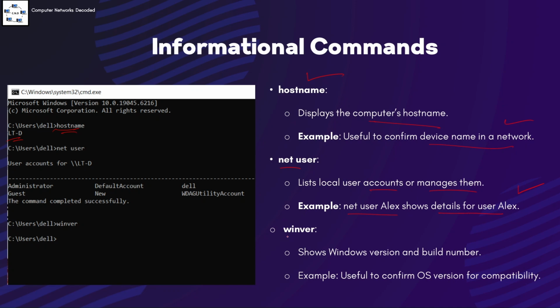And next one is winver, or Windows version. This shows the Windows version and build number. For example, it is useful to confirm the operating system version for compatibility. So when you use this command in CMD, it does not show information over here. Rather, a new window pops up, giving you the required information.